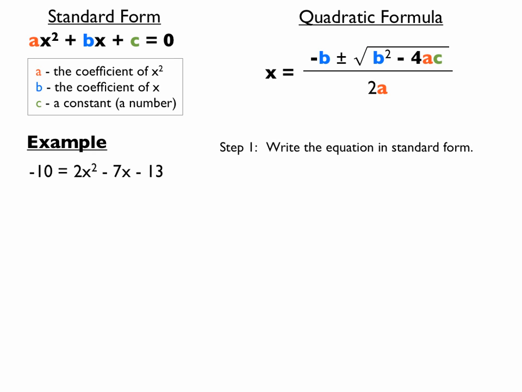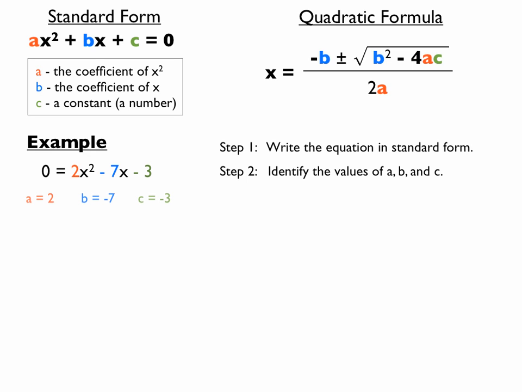So we need to set one side equal to 0, and it should be easy to see that the easiest way to accomplish this is to set the left side equal to 0. So I'm going to add 10 to both sides, giving me 0 equals 2x squared minus 7x minus 3. Step 2 is to identify the values of a, b, and c. The values of a, b, and c are 2, -7, and -3.